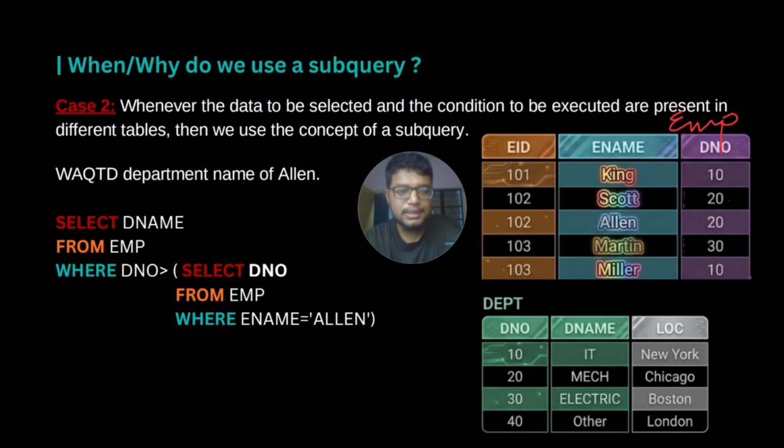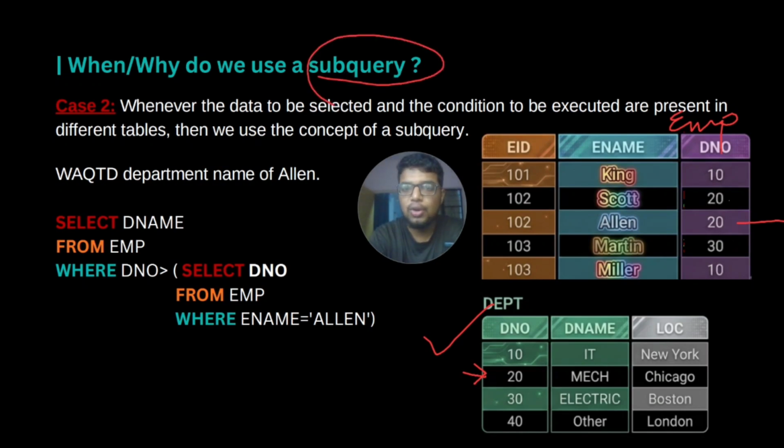If we use this subquery, then we execute it and get the output. So the question is, write a query to display the department name of Ellen. In my employee table, see Ellen, employee ID 102, Ellen's department number is 20. Here nothing is written about the department name. But if you see the department table, for department number 20, the department name is mechanical. So we know there are two concepts in SQL. When there are multiple tables, either we go through the subquery part or the join part. As we are unaware of joins, we are going through subquery.